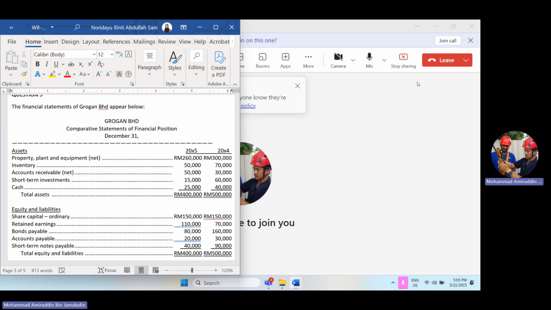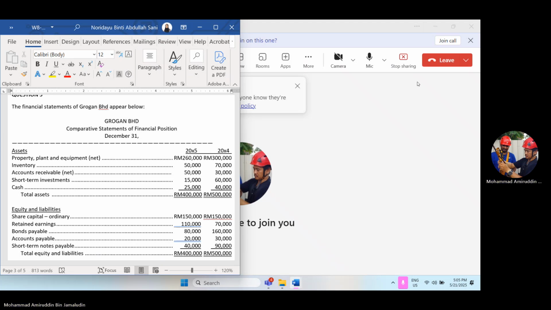Guys, where is it? In the Moodle announcement, Dr. Nick put there lecture 6. Lecture 6 means lecture week 6. You look at the topic. That is financial statement with adjustment.